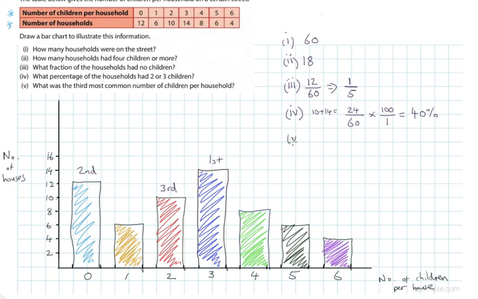So 2 children per household is the third most common. Okay, so that's your work for today. Well done. Tomorrow we might do a few more bar chart sums, and we are going to be moving on to statistics after this, which is very similar to bar charts. So keep the ruler handy.